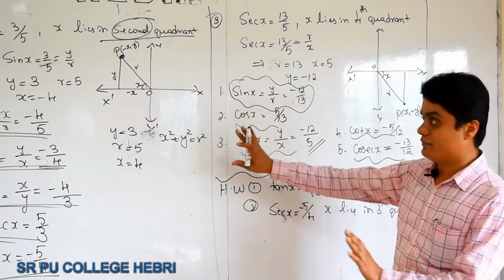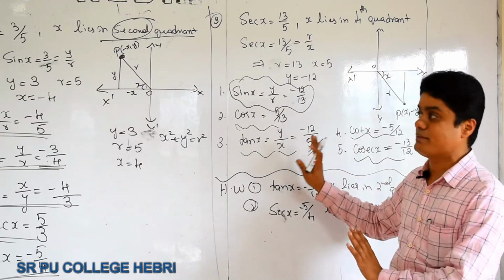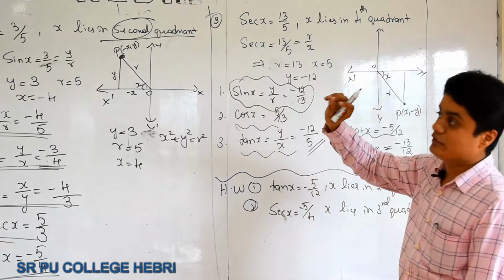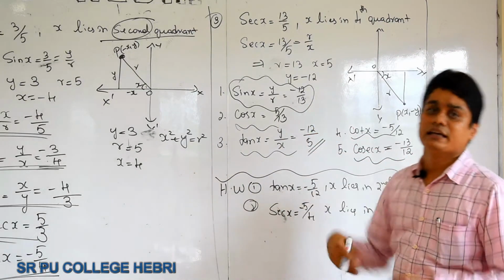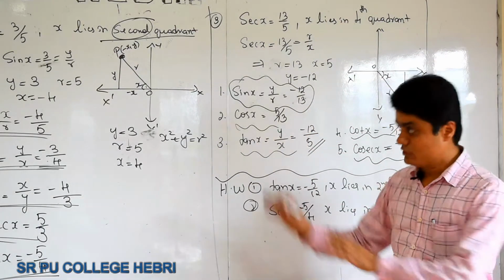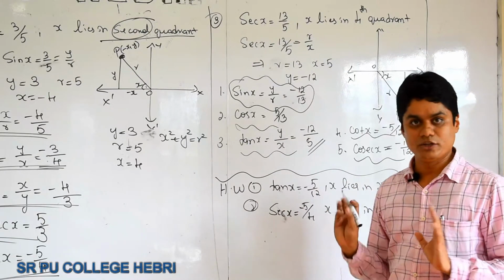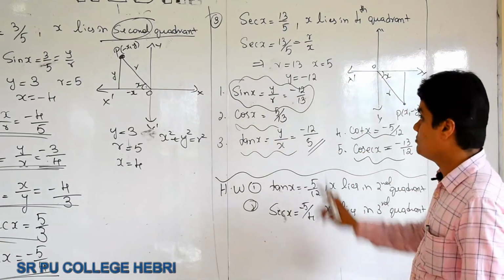So I hope it's very clear to you, right? This is an important problem. So one trigonometric function is given, the remaining 5 you can find out just using this concept. I hope you understood. See, out of 5 problems I solved 3.